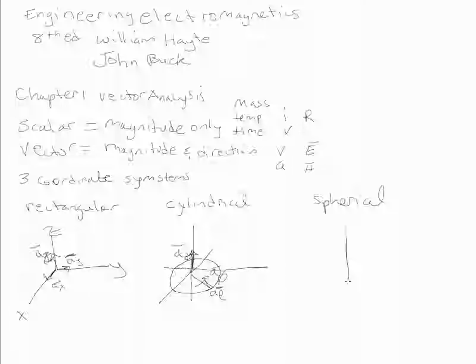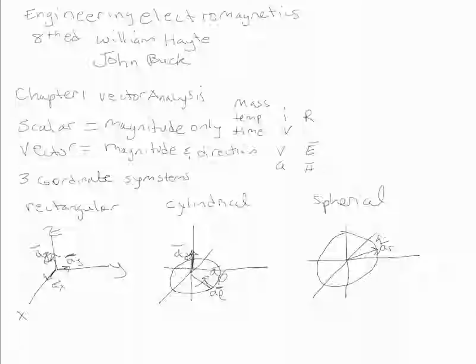And then in spherical, so we have some like spherical surface here, and you have a distance out, and so the unit vector is going to be ar, and then we still have the a phi vector, and then you would have something like an a theta. Whoops, this one should be a phi, and this is a theta.